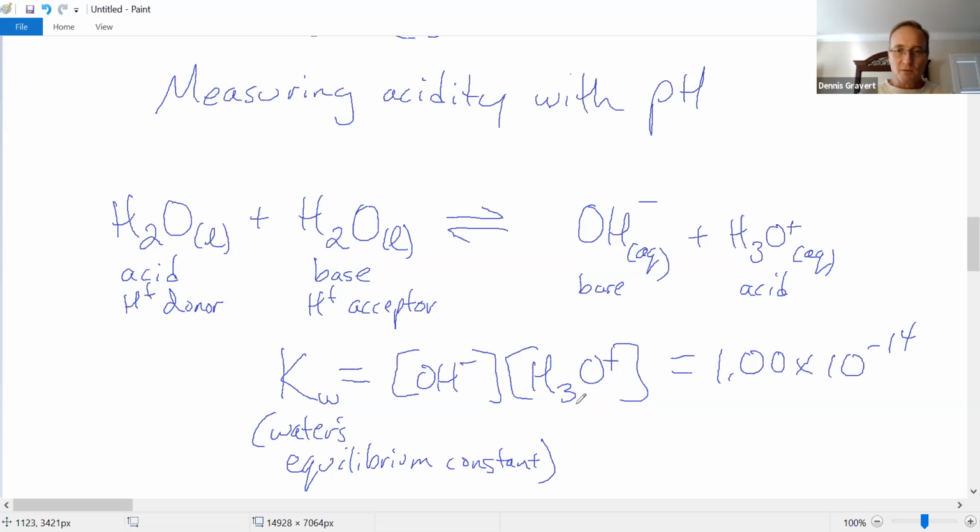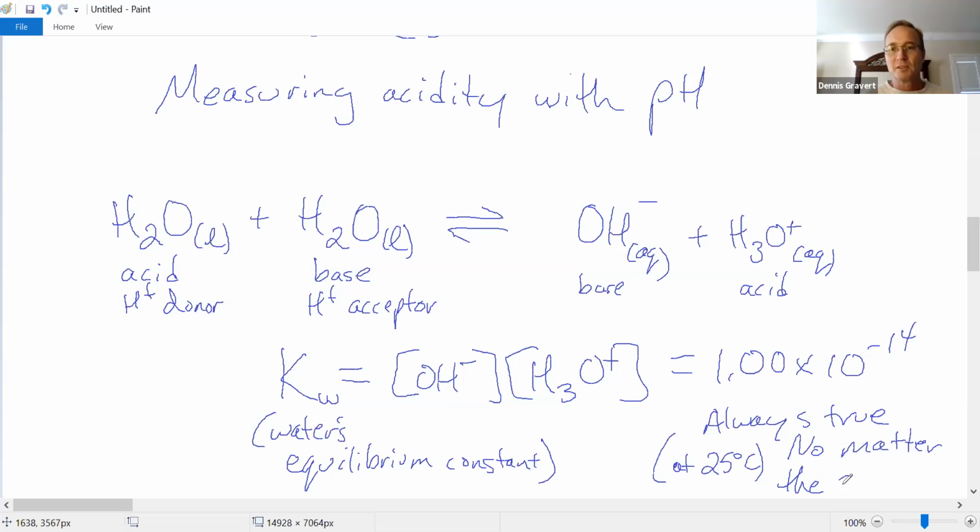Put anything in the water, this equilibrium will still be true. Just a fact. Doesn't matter what's dissolved in there. Always true. Well, that's only true at 25 degrees C, no matter what is dissolved in water, no matter the solute.